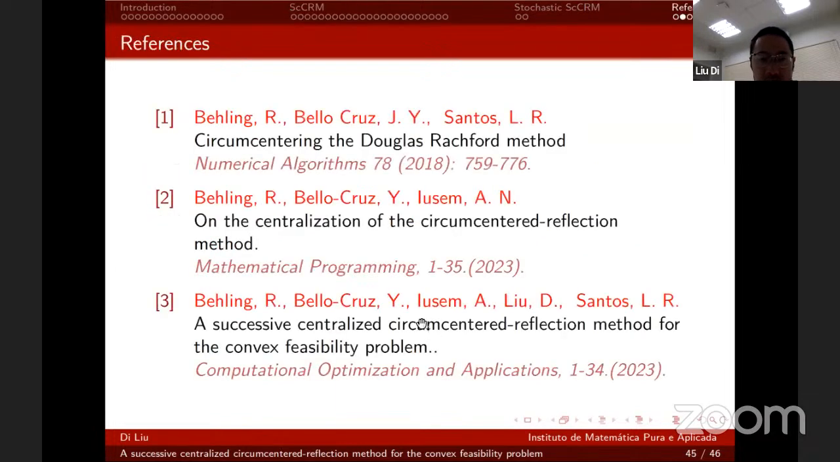Okay, so here are the references. First is the original paper of the circumcenter, the second one is the centralized CCRM, and the third one is our SCCRM. Okay, thank you everyone. Thank you for this. That's all.